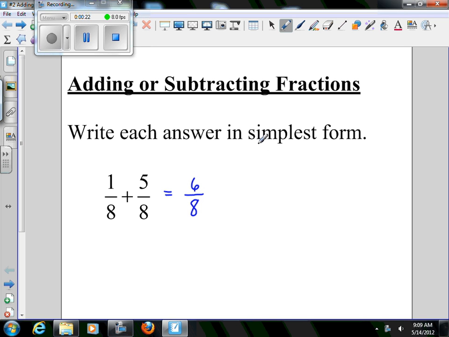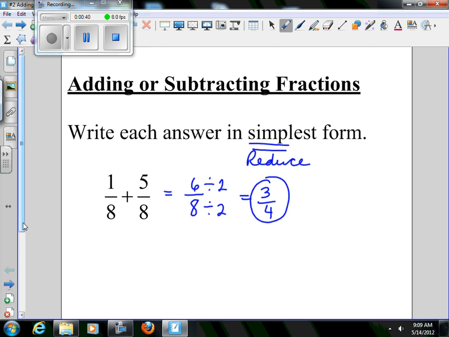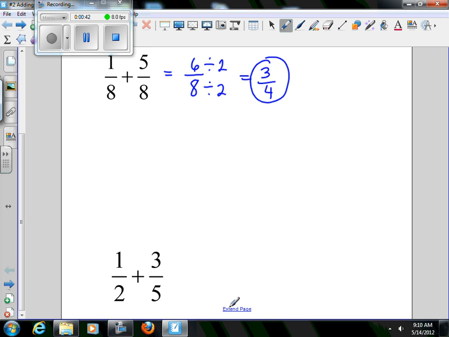Now, we must reduce this. This is what simplest form means, is to reduce. And so you ask yourself, what's the biggest number that will go into both 6 and 8? That would be 2. So we divide by 2, and we end up with 3/4 for our answer. Okay, so that works out great when the denominators are the same.